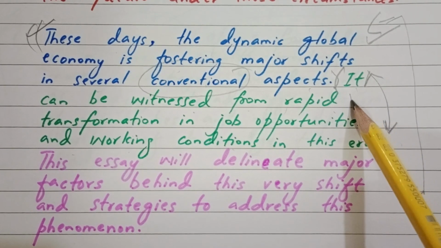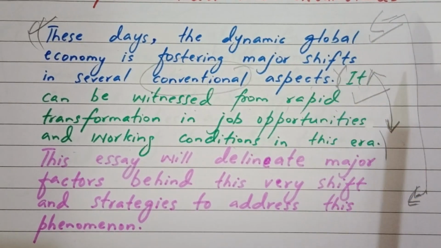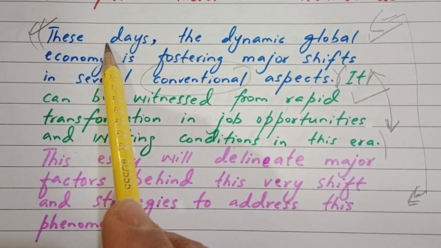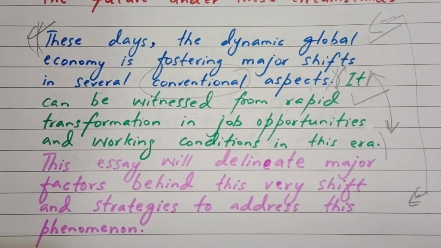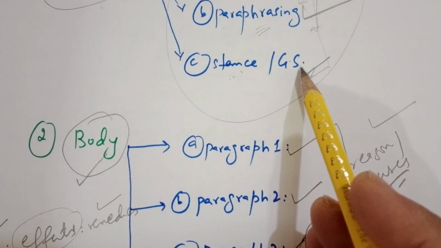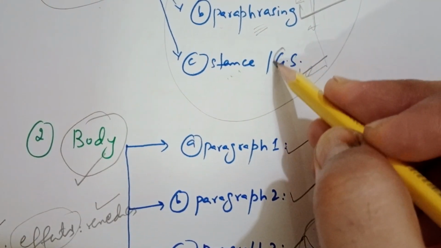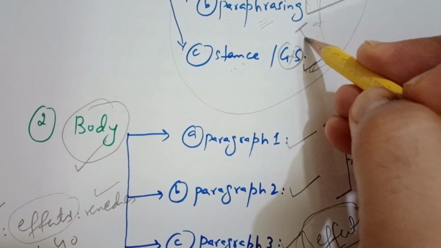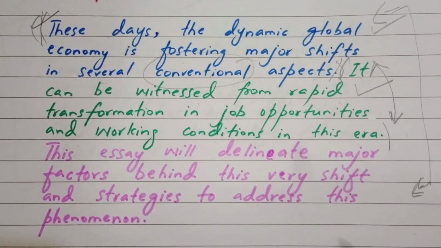The writing in the green ink supports the previous statement, which is a general statement, that is writing in the blue ink. Okay, then the third part of the introduction is the stance or thesis statement. So this is not GS, basically this is TS. This is a thesis statement. Let's read it.